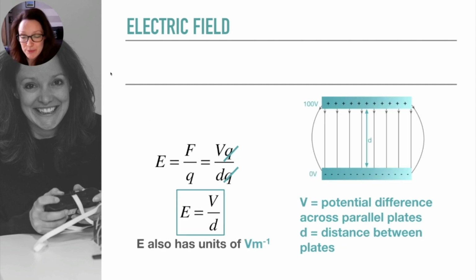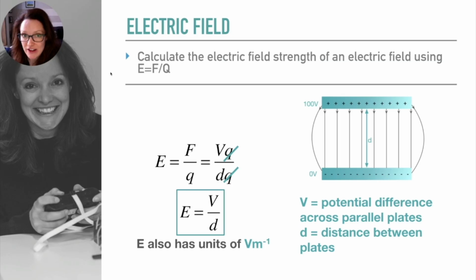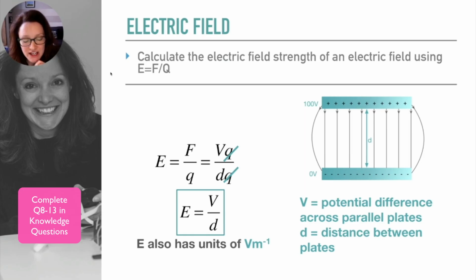The other expression you can use for electric field strength, and this is for a uniform field, so when you have these two parallel plates as shown, you can use E equals F over Q, and you end up with an expression.